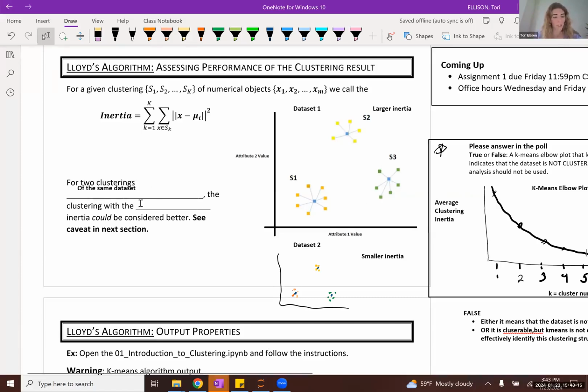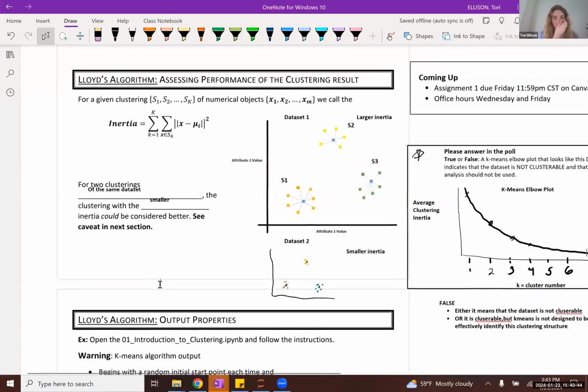So in order to use inertia to get a more comparative performance, if you will, it's only a good idea to compare the inertias of two clusterings that were performed on the same data set. And if you're comparing two inertias of two clusterings of the same data set, you might say that the clustering with the smaller inertia is better.